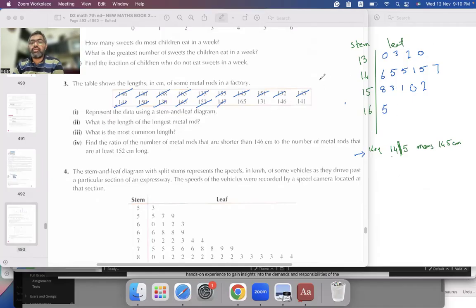So it looks like 140s numbers are the most frequent. 165, 131, 1 comes here, 146 like this, and 141 over here. So now we have got small groups, a group of 130s, a group of 140s, a group of 150s, and a group of 160s. It's a good idea to sort them.